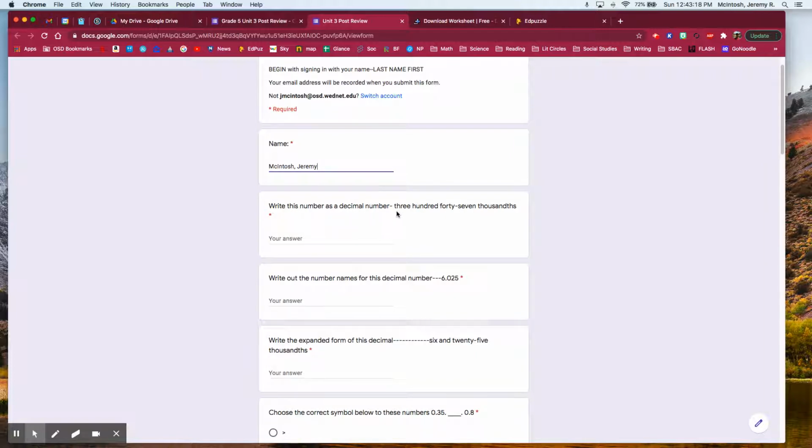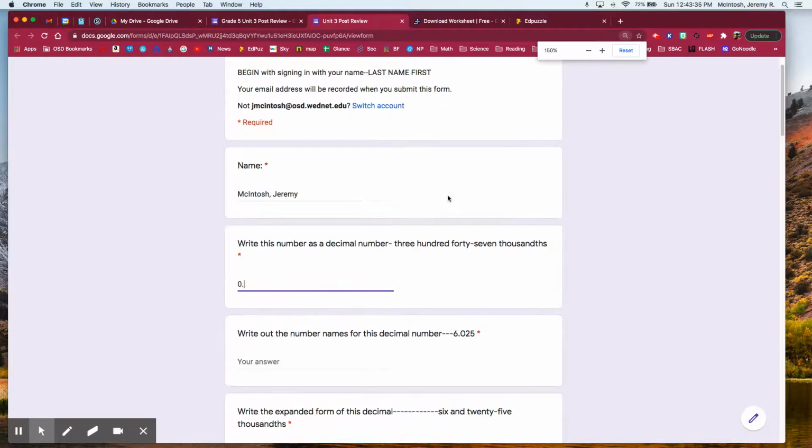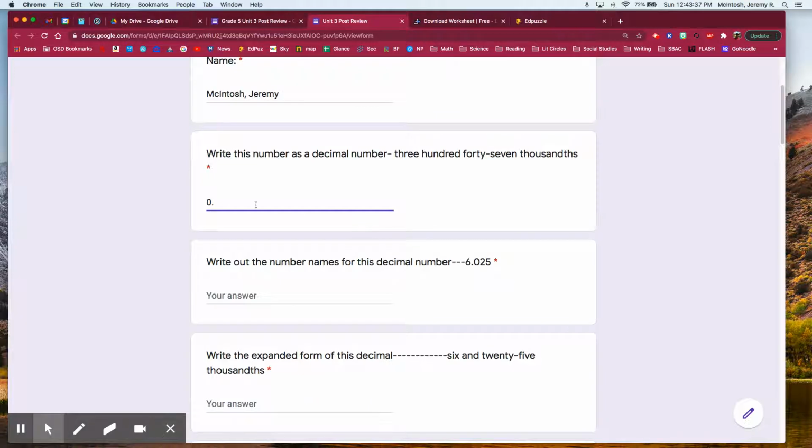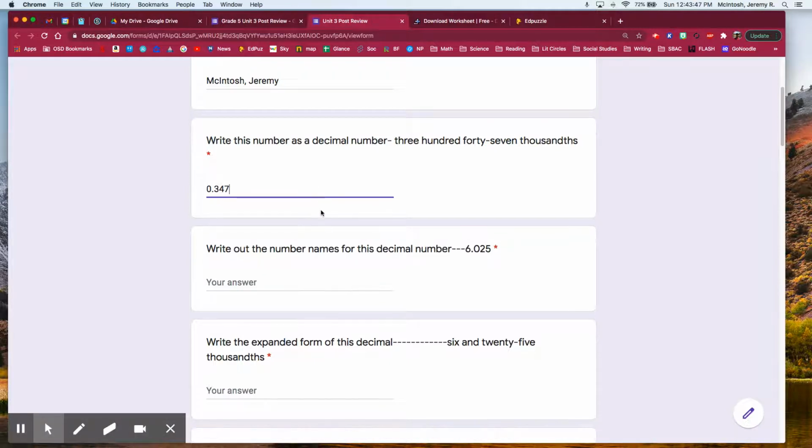So we're going to write this as an actual number: 347 thousandths. I don't see any whole numbers. It's just 347 thousandths. So there's no whole numbers. There's no "and," right? It's just 347 thousandths. So we simply write 347 thousandths.